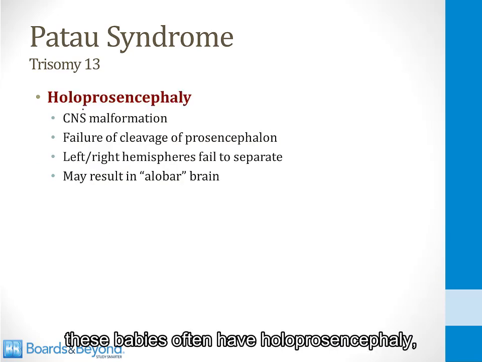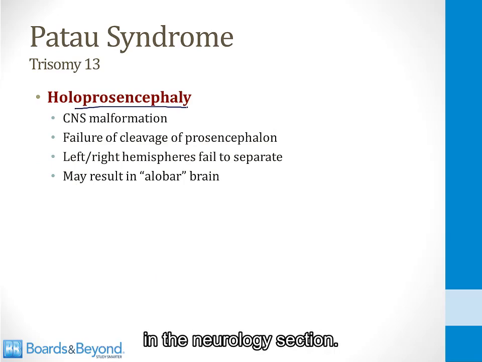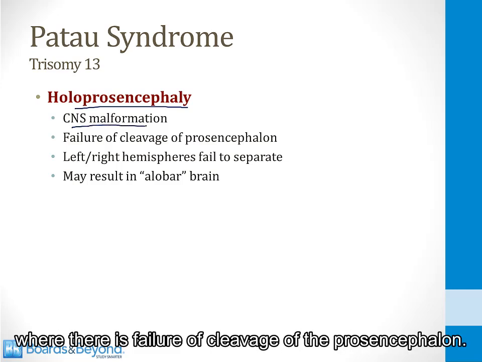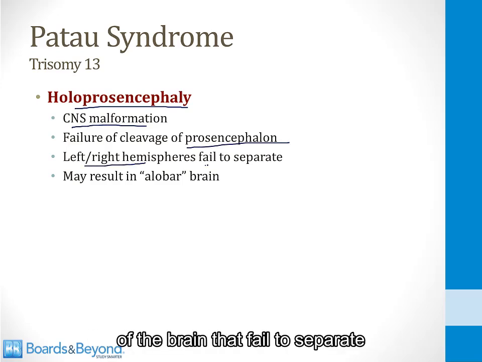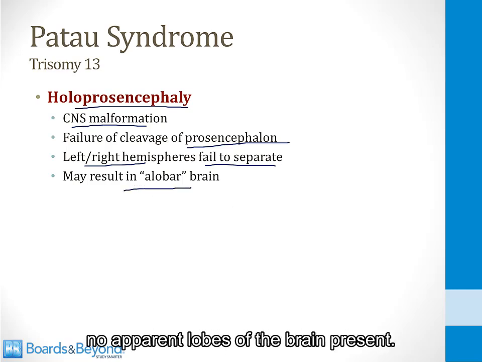These babies often have holoprosencephaly. I discussed this in the embryology video in the neurology section. This is a central nervous system malformation where there is failure of cleavage of the prosencephalon. This leads to left and right hemispheres of the brain that fail to separate. It can result in an alobar brain where there are no apparent lobes of the brain present.